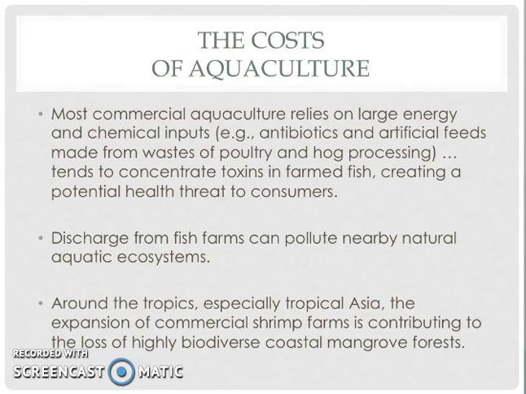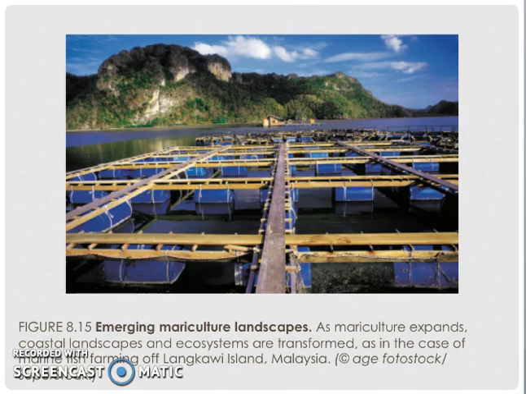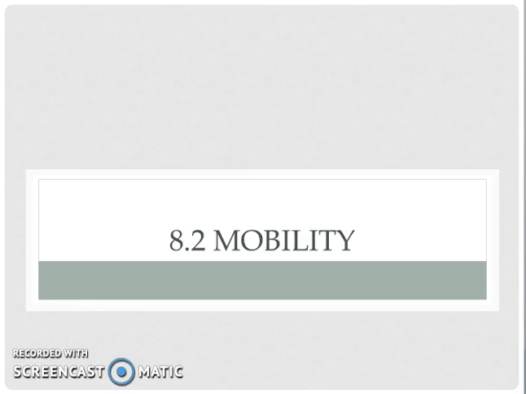The cost of aquaculture, however: discharge from fish farms can pollute nearby aquatic ecosystems. There's introduction of antibiotics, artificial feeds, and it can also introduce non-native fish. It's a big problem in the Pacific Northwest, with introduced Atlantic salmon interfering with native salmon and their habitats. Here you have mariculture, just aquaculture in saline environments. This is in Malaysia, fish farming. The barrels there help the pens float.